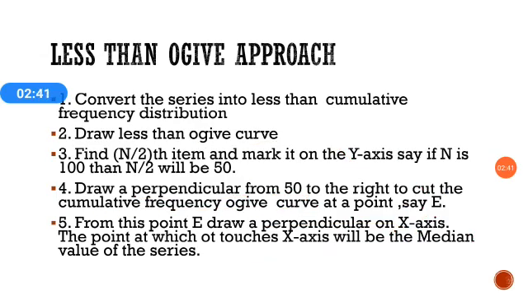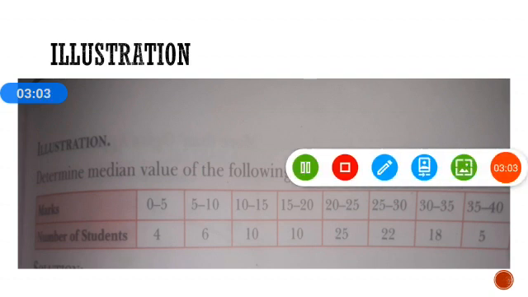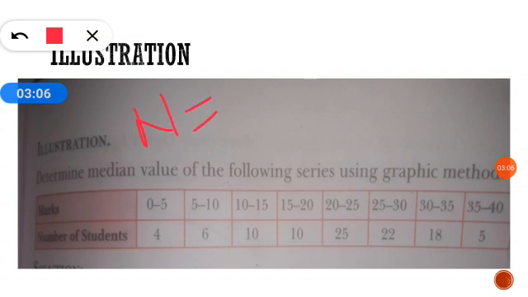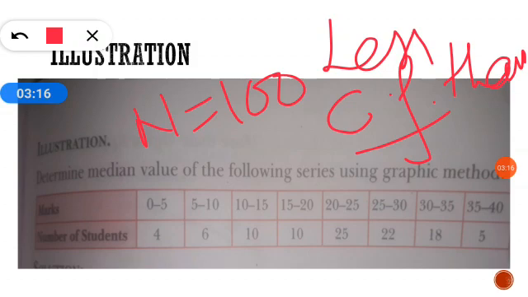These are the steps for calculating the median through the less than ogive approach. Now we will understand it by an example. Here is an illustration given to you. We have to determine the median value of the following series using the graphic method. Marks and number of students are given. When we calculate the number of students, the total number of items becomes 100. Now we have to convert it firstly into cumulative frequency distribution, that is, less than cumulative frequencies.